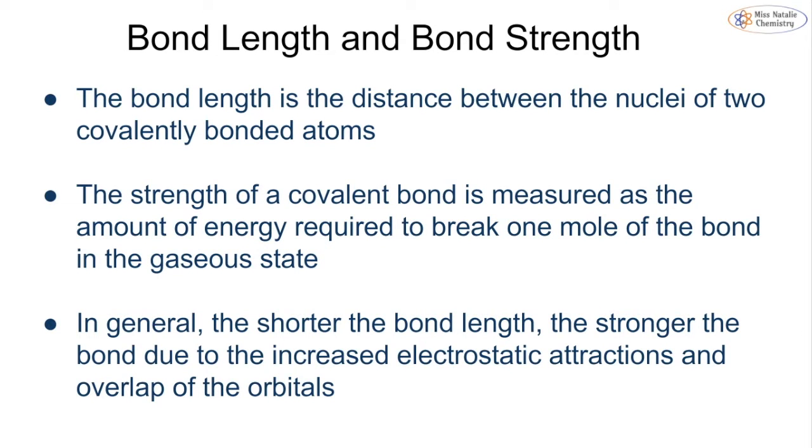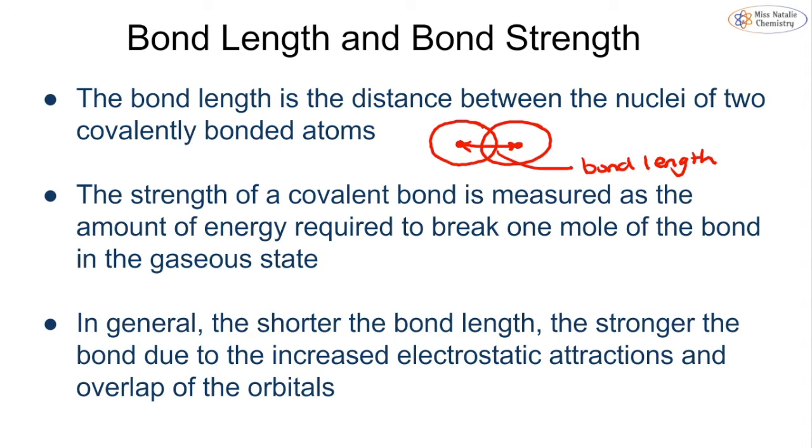Now we can look at bond length and bond strength in order to give us an idea of how strong a covalent bond is. So the bond length is the distance between the nuclei of two covalently bonded atoms. So we've looked at this when we were talking about atomic radius. So if you have got two atoms with the overlap, they are going to contain a nuclei, and the distance between the two is going to be the bond length.